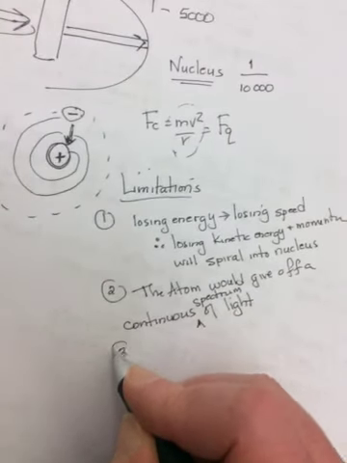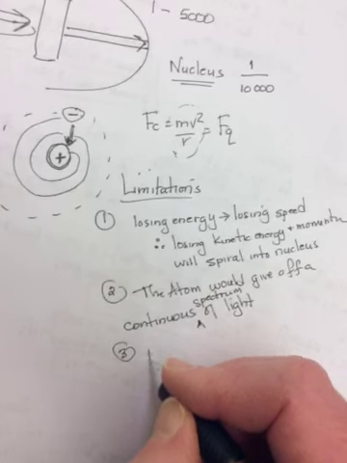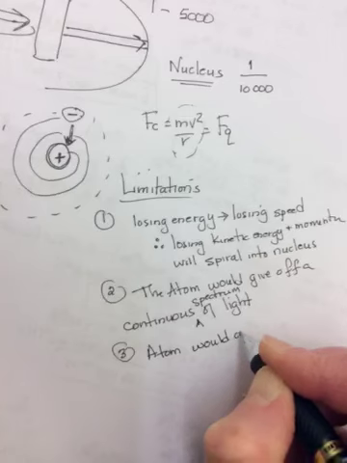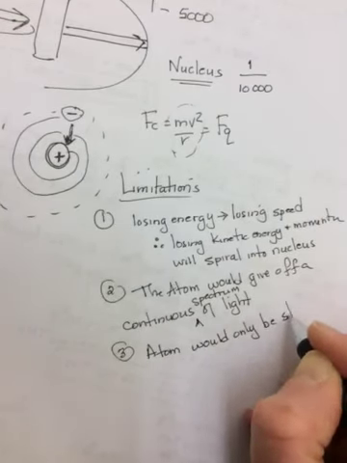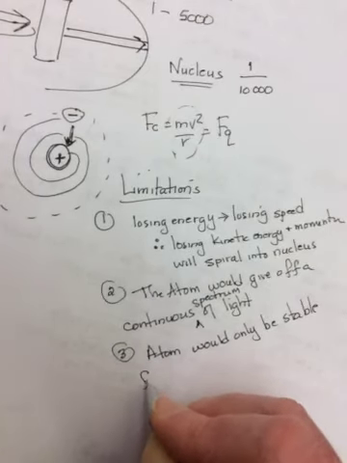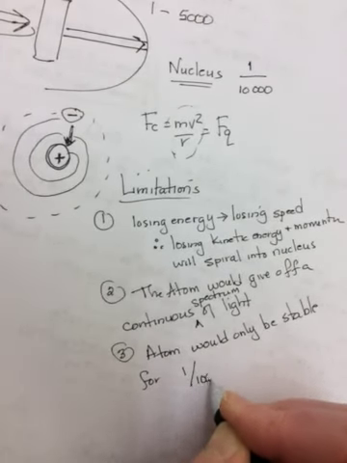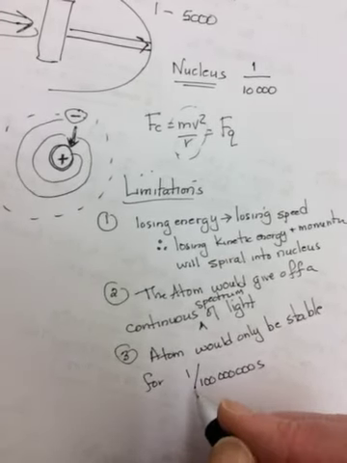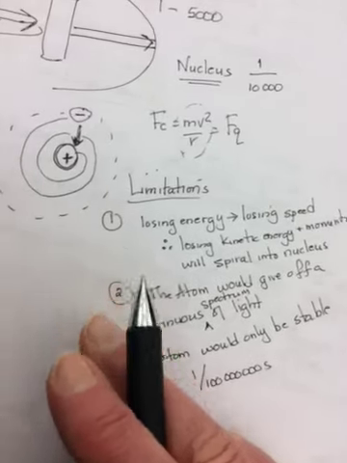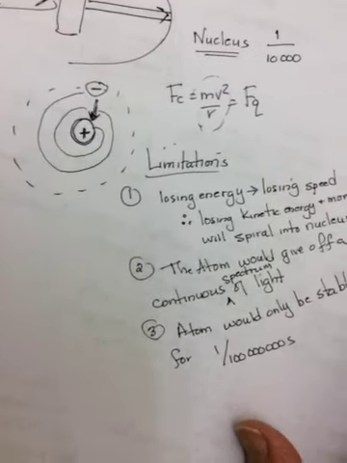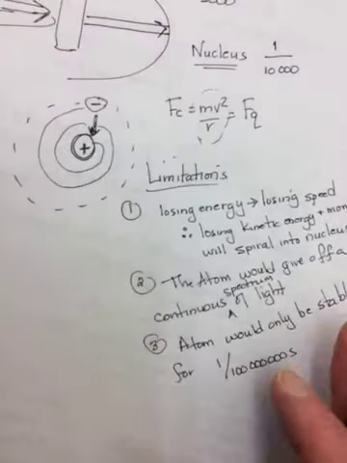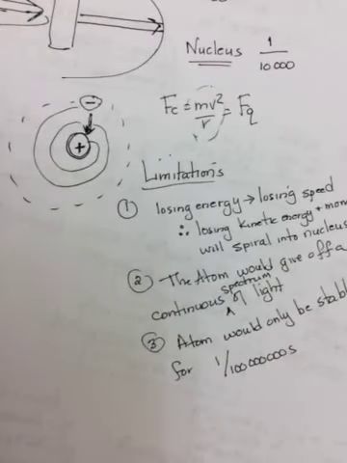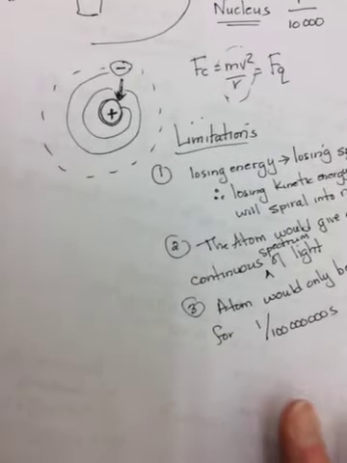And then the third part of this limitation is, because of all of what I've said above, this atom would only be stable for, are you ready? 1/100,000,000th of a second. Okay, that's probably not a long enough lifespan to make this model a decent model. Okay, so it doesn't take long. This was 1911 that Rutherford did this. It doesn't take long for people to see the flaws and want to begin to improve it.